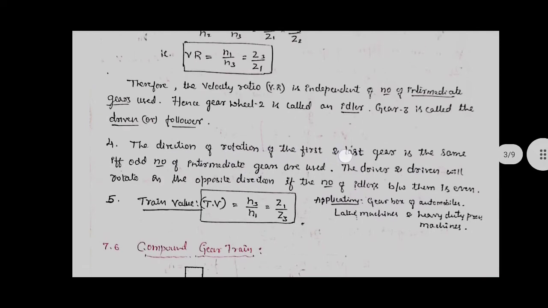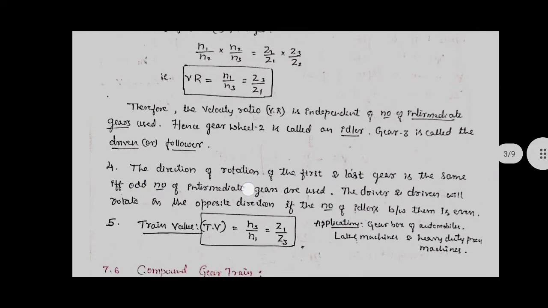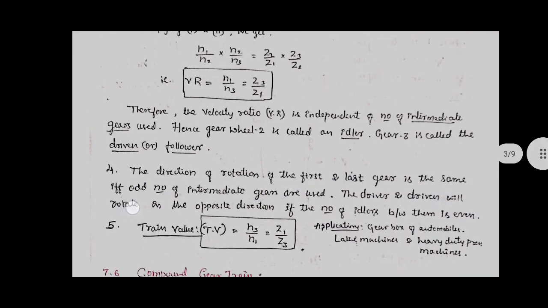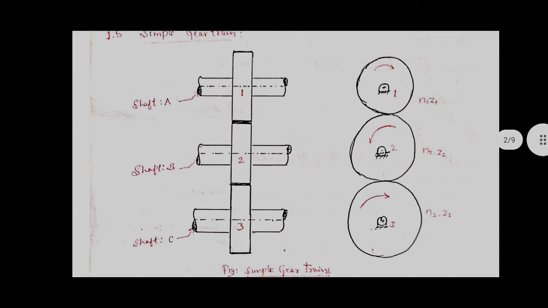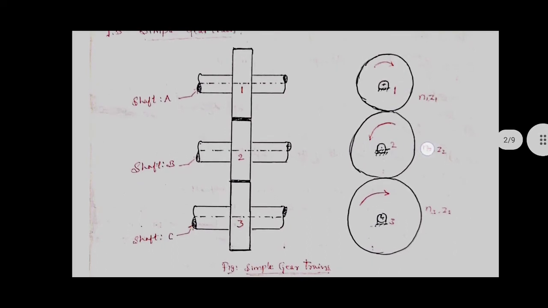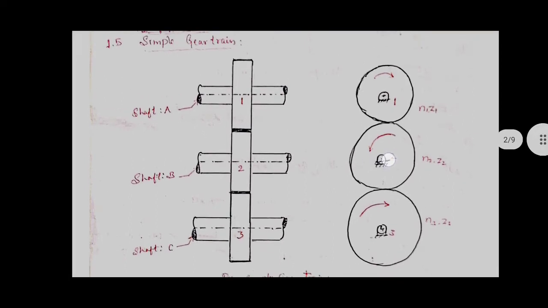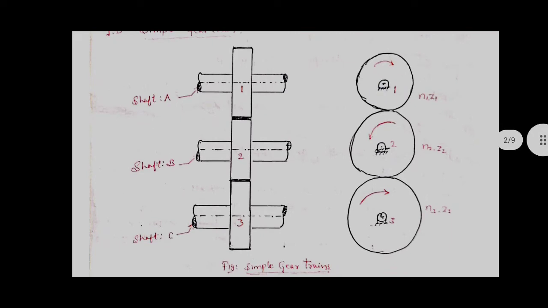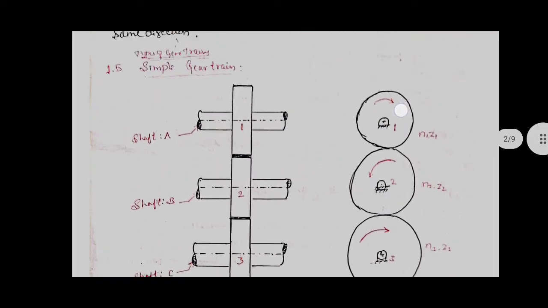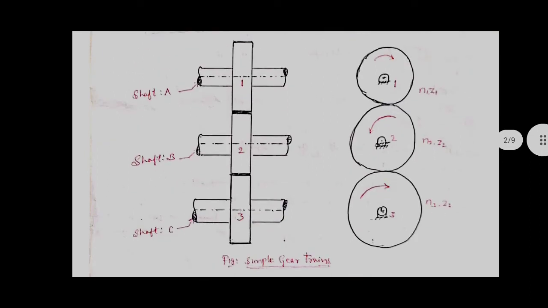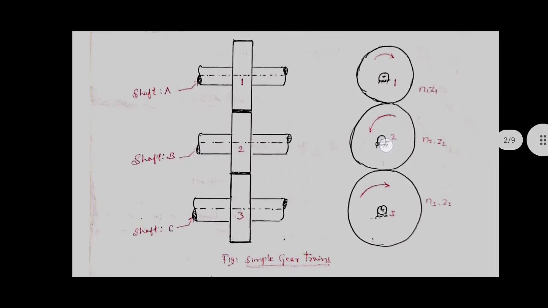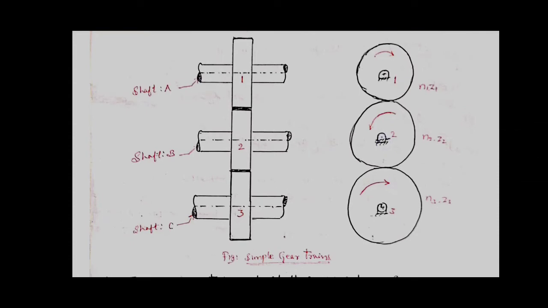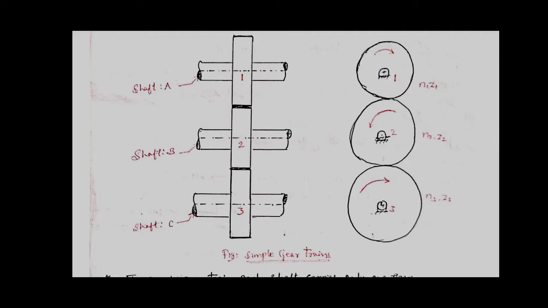The direction of rotation of the first and last gear is the same if an odd number of intermediate gears is used. The driver and driven gears rotate in opposite directions if an even number of idler gears is used. You can see here this is a driver gear and a driven gear, with gears in between. Here only a single gear is present, so it is an odd number. In this situation, the two gears rotate in the same direction: if one rotates clockwise, the other also rotates clockwise. If the number of gears between the driver and driven gear is even, for example two gears in between, then gear 1 rotates in the opposite direction to the last gear. This is what we are explaining here.